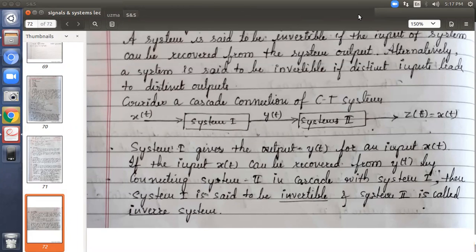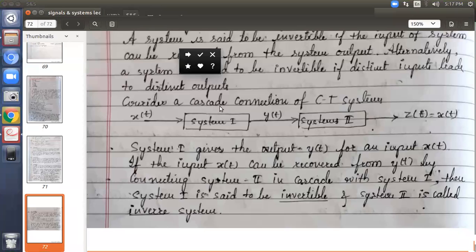Fine. So if you have any doubts, you can ask me. Else I'll end the session. We'll continue with the problems on these properties in the next session.